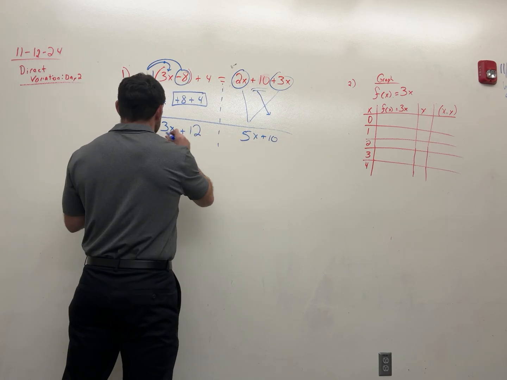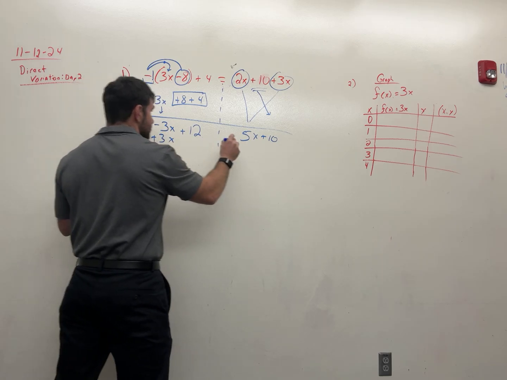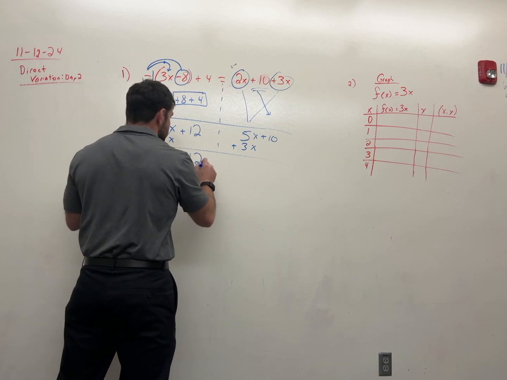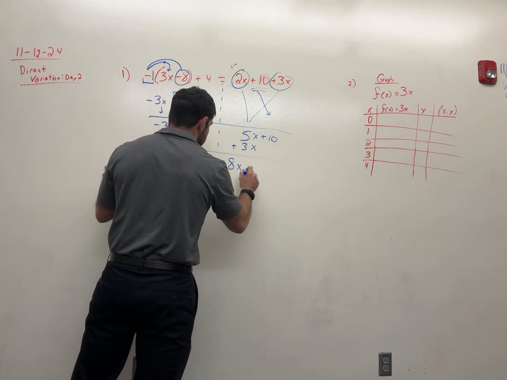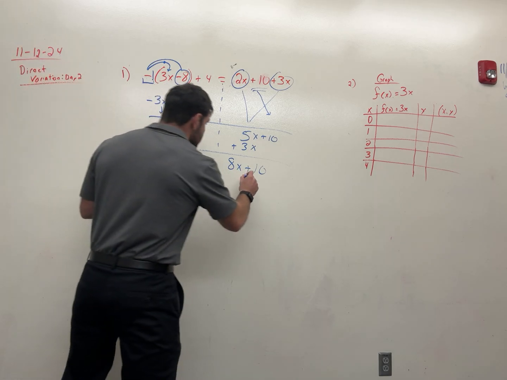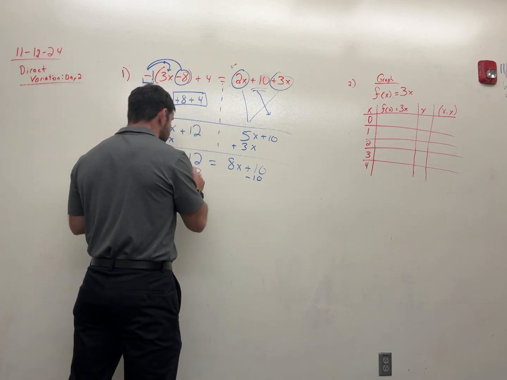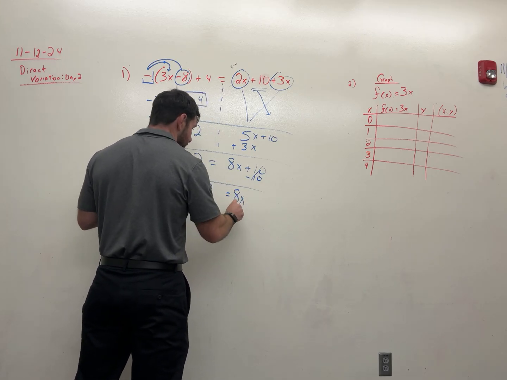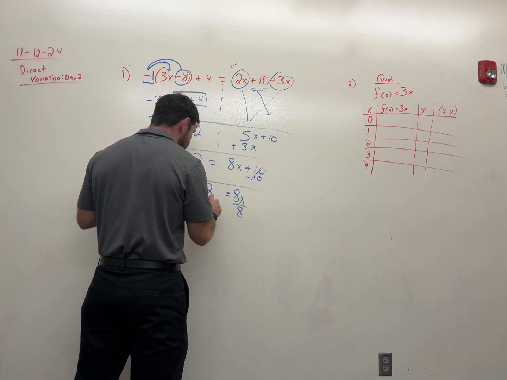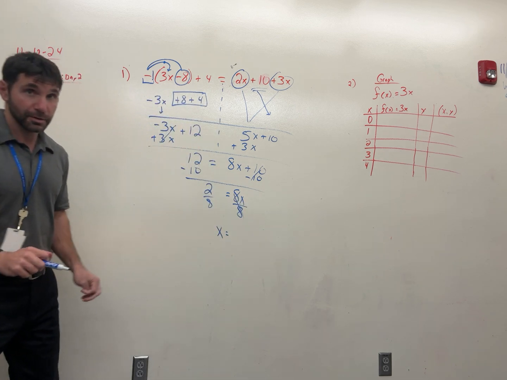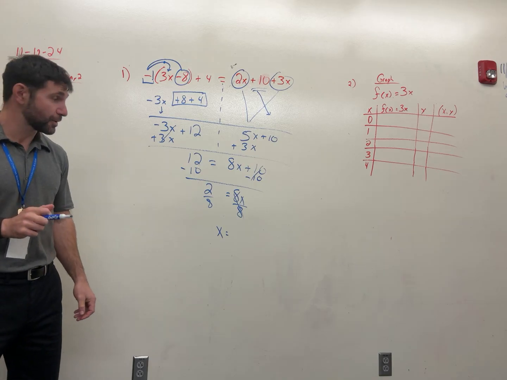So now I'm going to add 3x to both sides. That gives me positive 12 equals 8x plus 10. From here I subtract 10. Now listen, this is where it becomes a little bit new. That leaves me 8x equals 2. I divide by 8. Don't give me a decimal. Your calculator knows how to turn this into a fraction.